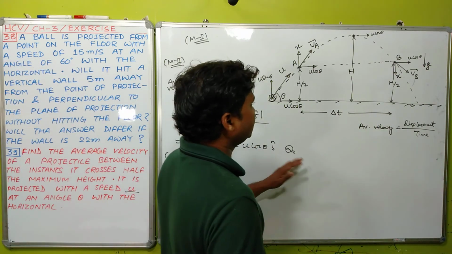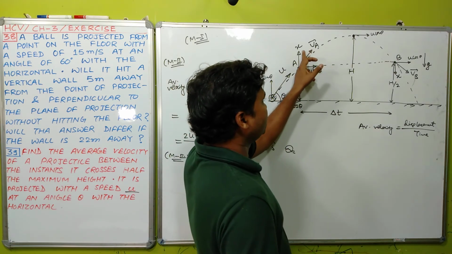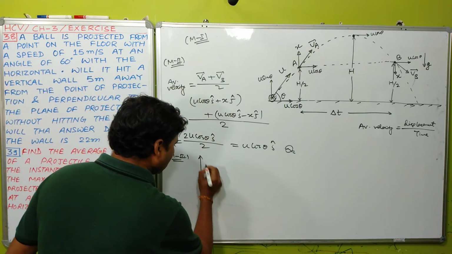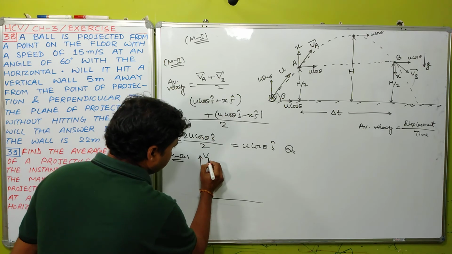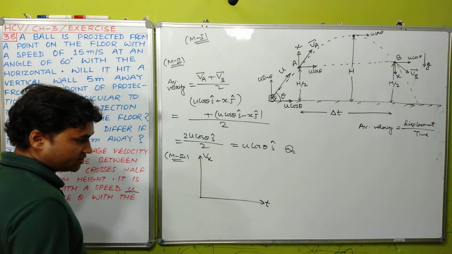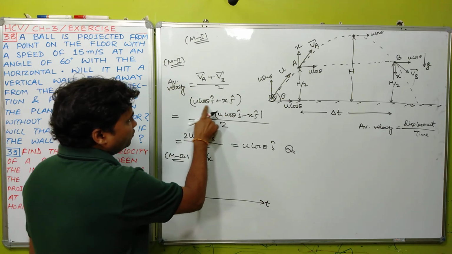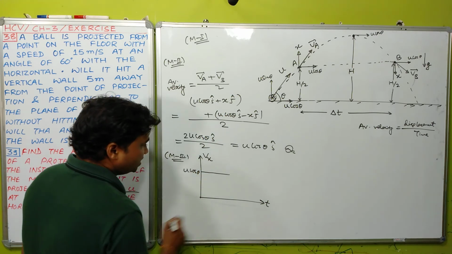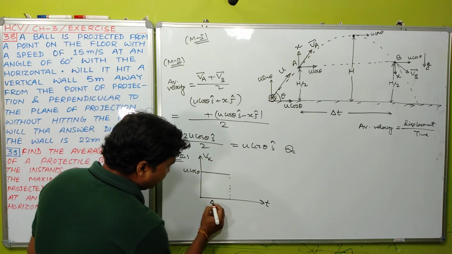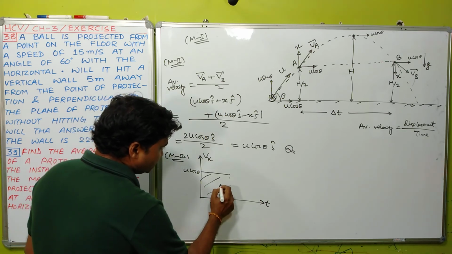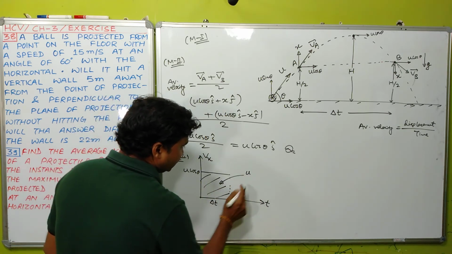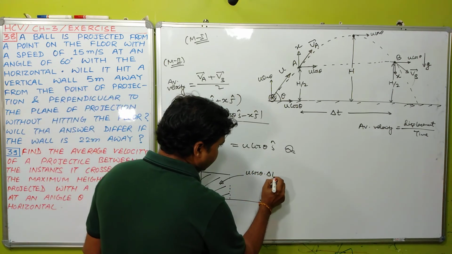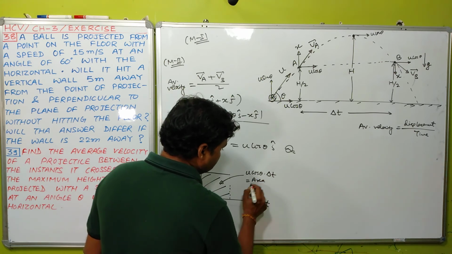Student, it is now very clear that the vertical component of velocity will have no contribution while calculating average velocity. So if you draw the graph of the x component of velocity versus time, since the x component of velocity u cos theta remains constant with time, and let this time be delta t, then this is your displacement, and its area is the displacement. This is u cos theta into delta t, this is your area and this is your displacement.